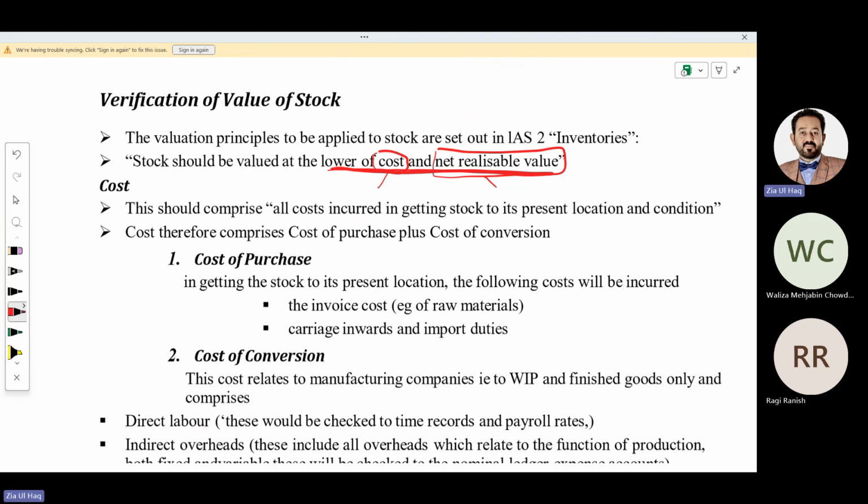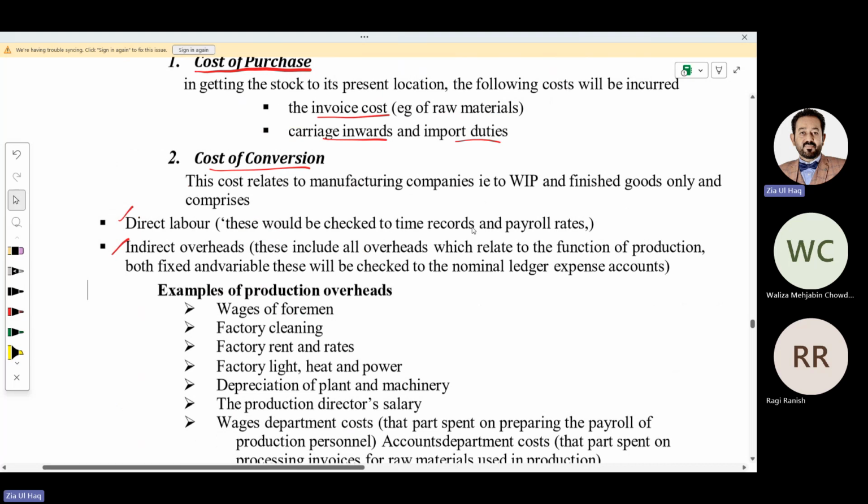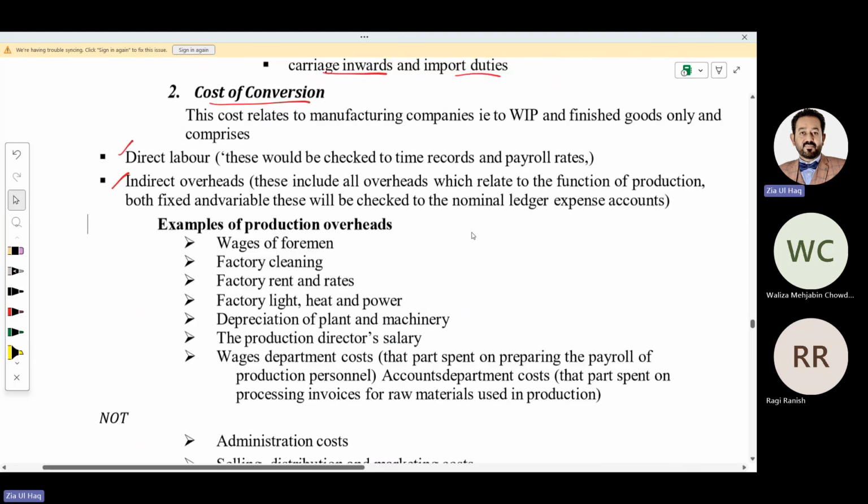In inventory, cost includes cost of purchase, meaning raw material invoicing cost, carriage inward, import duties, and cost of conversion. What is cost of conversion? Labor and overheads, especially for the work in process and finished goods. What could be the overheads? That should be part of inventory cost.